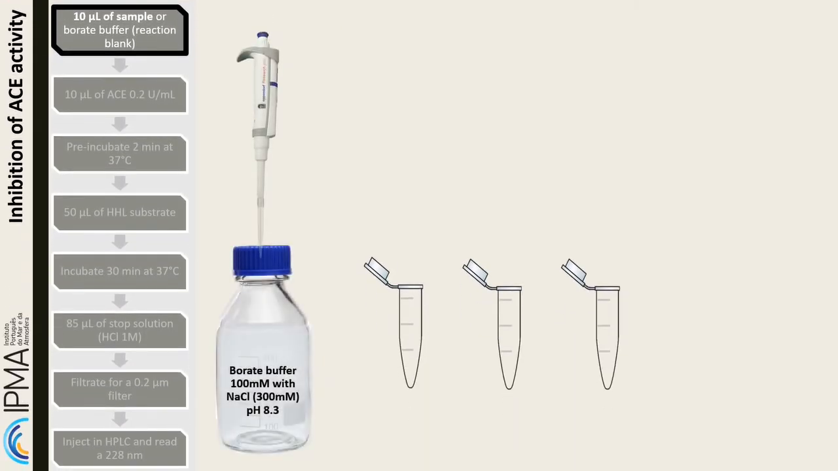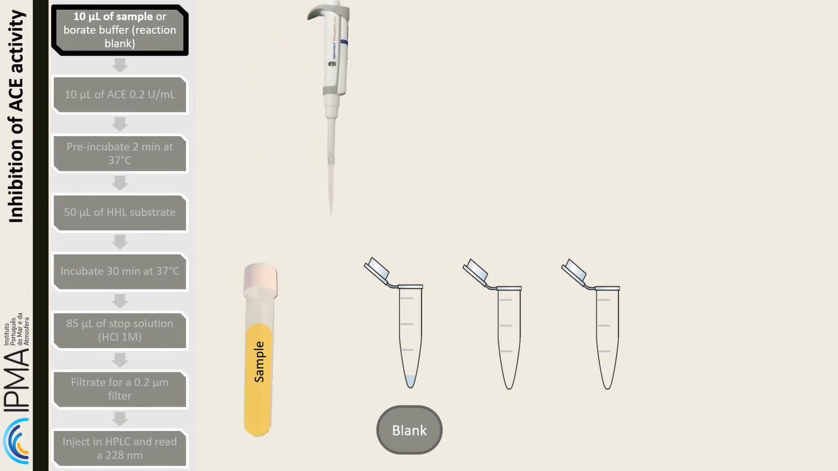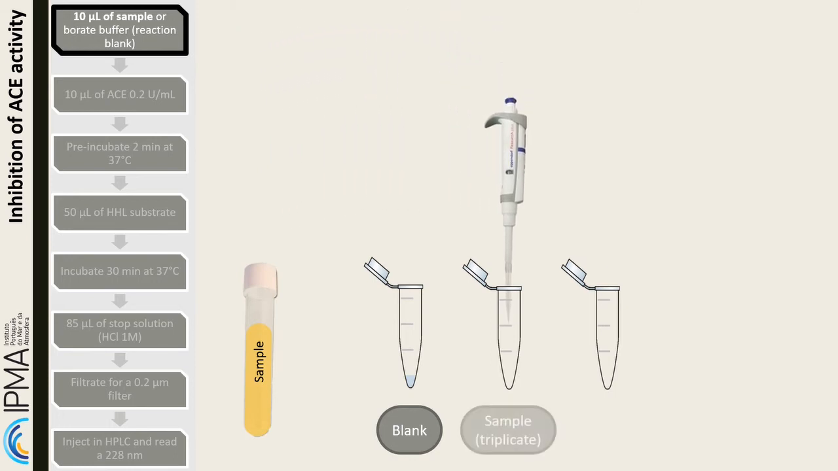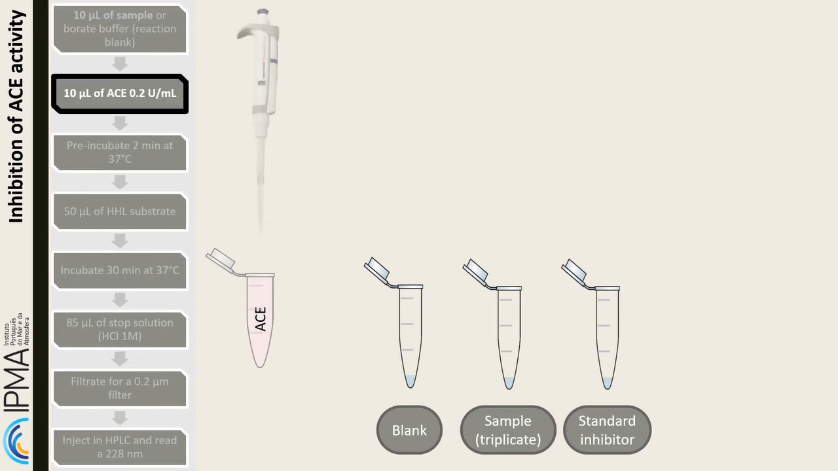To start the assay, measure 10 microliters of sample into an Eppendorf tube. The samples must be tested in various concentrations and in triplicates. To do the blank of the reaction, replace the sample with borate buffer. And to have a positive control, replace the sample with captopril as a standard inhibitor.